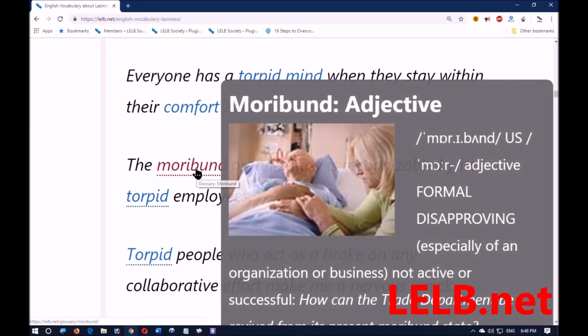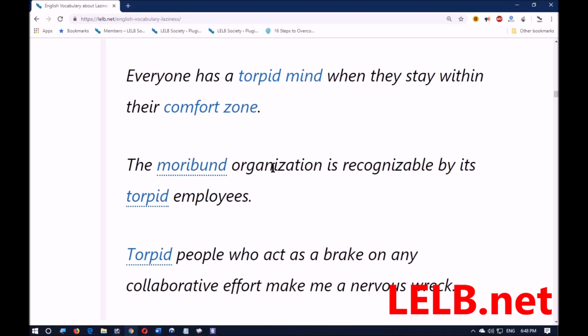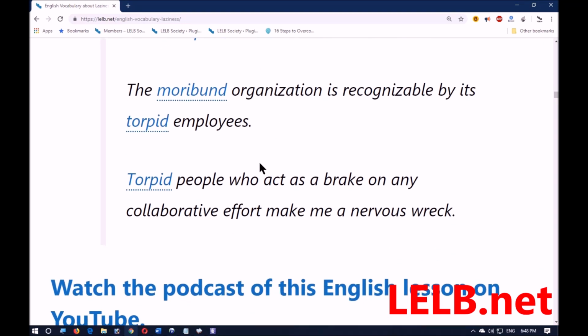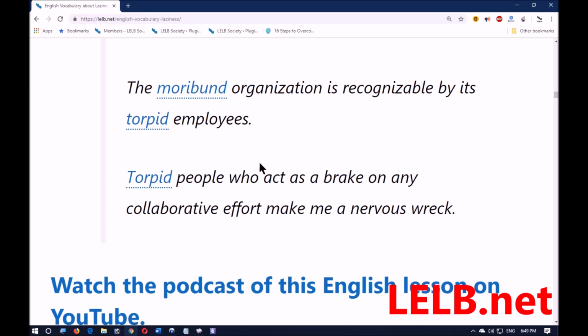The moribund means dying, on the edge of extinction. Organization is recognizable by its torpid employees. Torpid people who act as a brake on any collaborative effort make me a nervous wreck. It means they just drive me crazy.